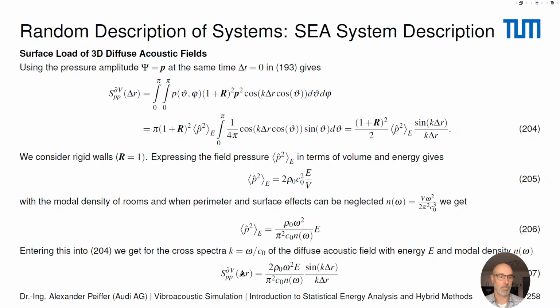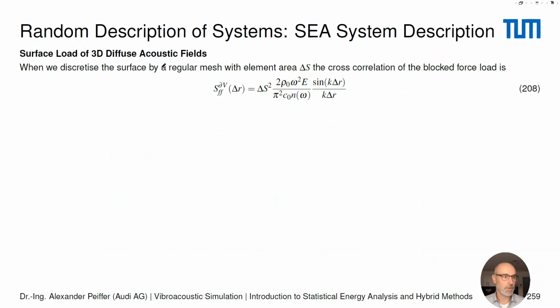Okay, what is this useful for? Next step, we go to a discrete version of this. So it means we take, for every pressure, we assume that we're just using a discrete version with a specific element area delta S.